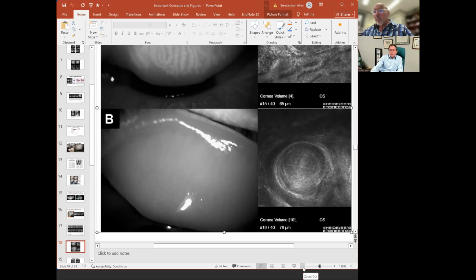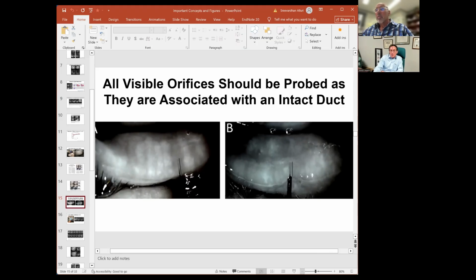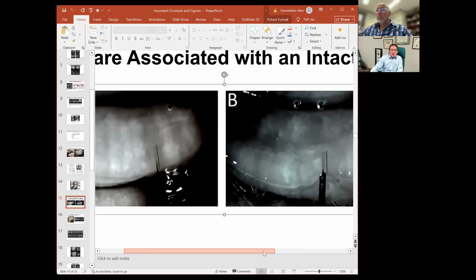Patients ask me, sometimes they email me, "I have no glands visible on my meibography." Remember, we talked about this earlier tonight. If you have orifices, then there's a duct. If there's a duct, there's likely to be some gland. This is from a paper I published, I think in 2019. Look at the whole gland atrophy in A, and you can see the duct. You zoom in on that, you can see the probe inside the duct.